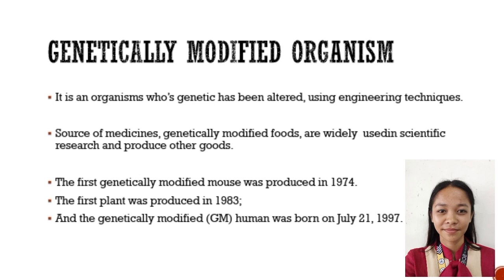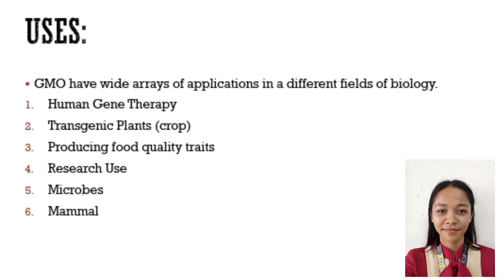And last, the first genetically modified human was born on July 21, 1997. I tried researching who this person was, but it turns out that his or her information is confidential and cannot be found on Google. So let's move on to uses of GMO.